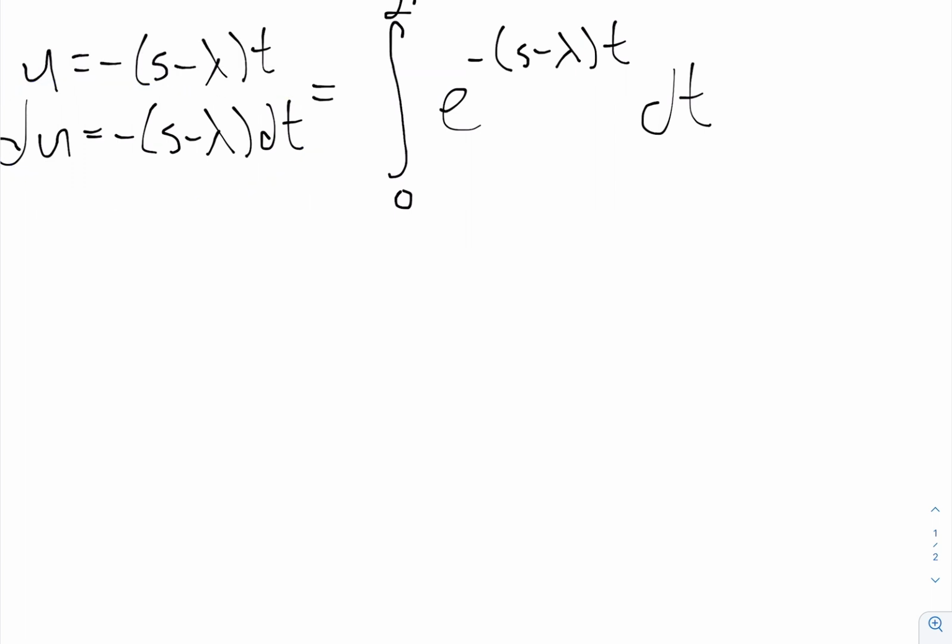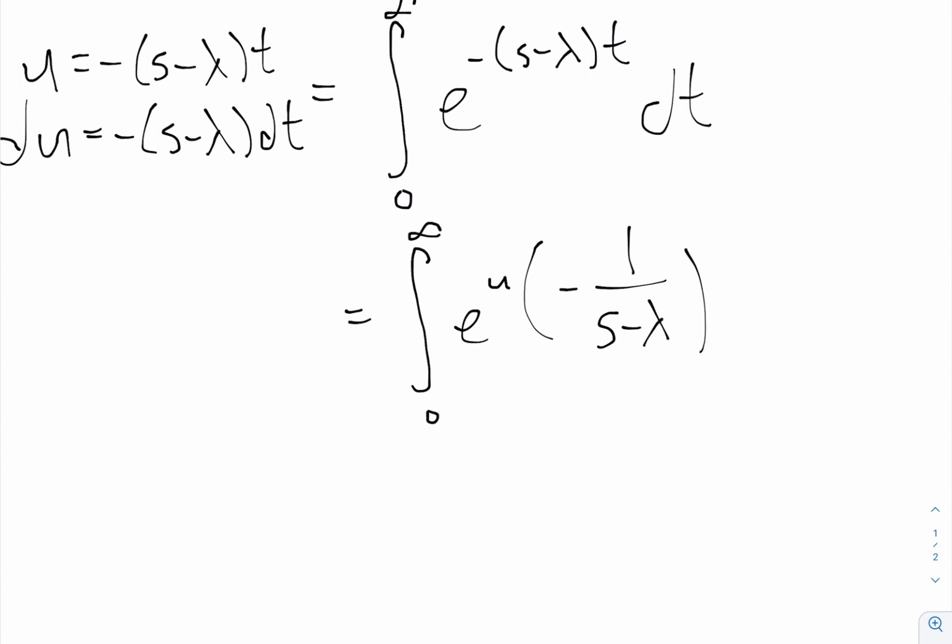So, plugging all this in, if we know that our u is negative (s minus lambda) t, and our du is negative (s minus lambda) dt, because that's just the derivative of this. S minus lambda is a constant, t is our variable, so the derivative is just the constant itself, right? And what we get is the integral from 0 to infinity of e to the u, so that takes care of this. And then next we're going to go negative 1 over (s minus lambda), du.